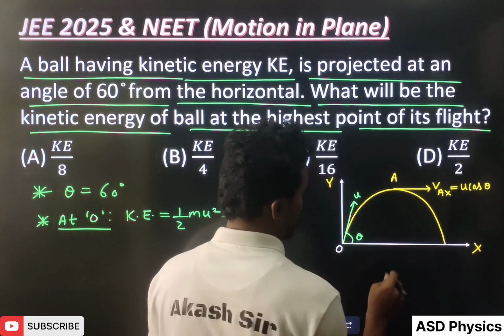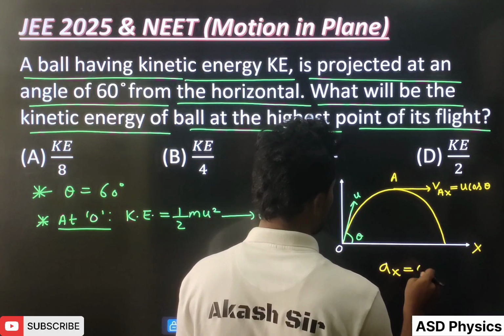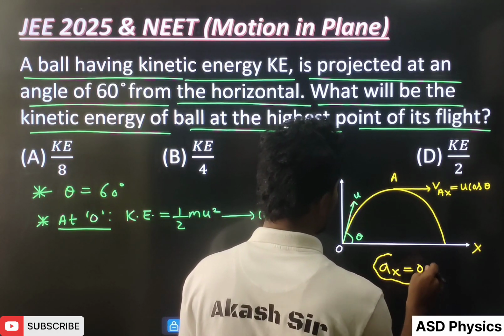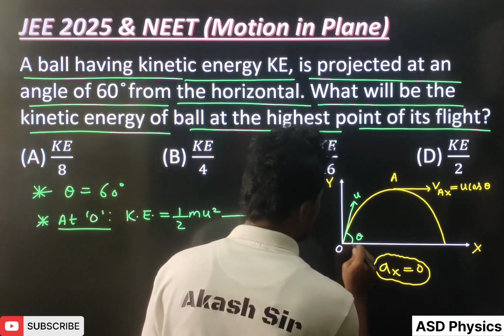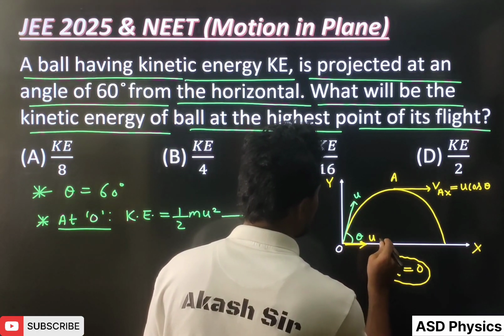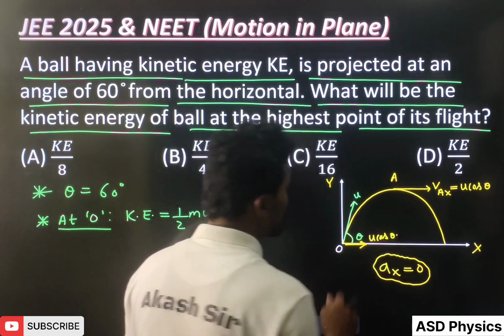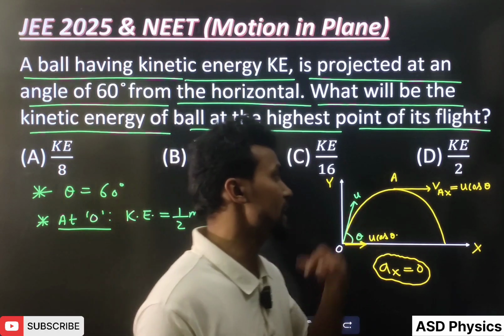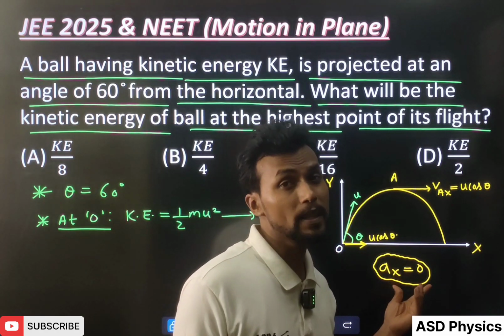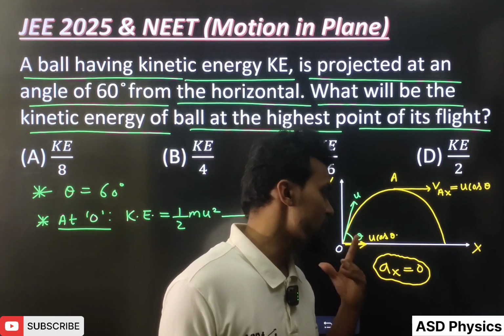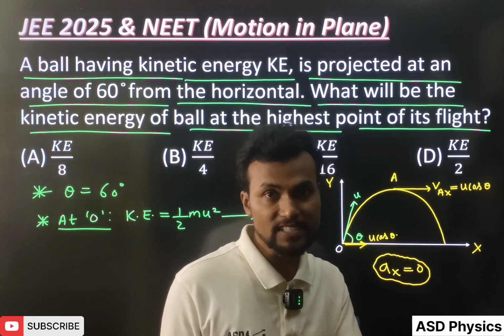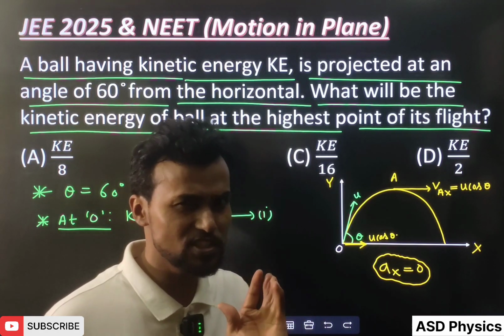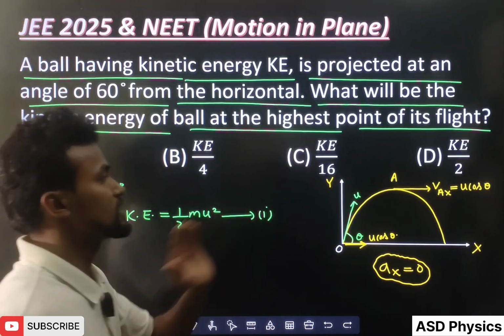U cos theta. Remember that there is no acceleration in the horizontal direction, and no air resistance. So whatever the horizontal component is at O, u cos theta, the same horizontal component will be at point A, provided there is no air resistance. So Ax is 0, that means no acceleration along the x direction. In the y direction, acceleration Ay equals minus g. Okay, so this is the situation.